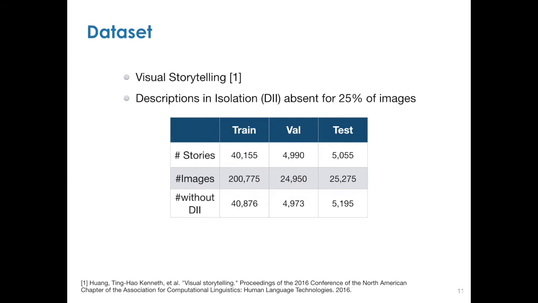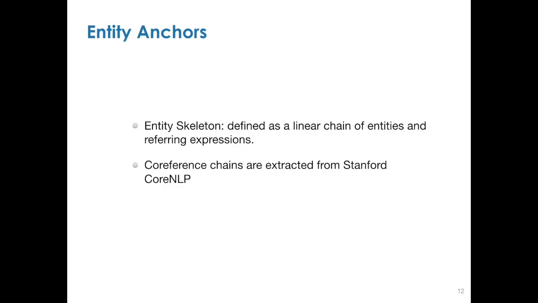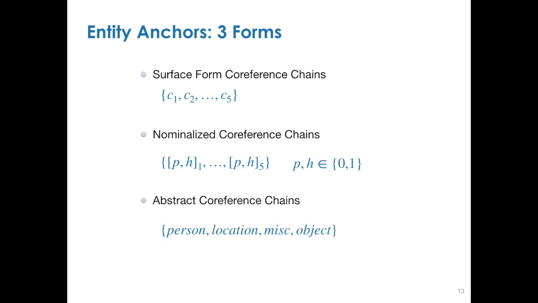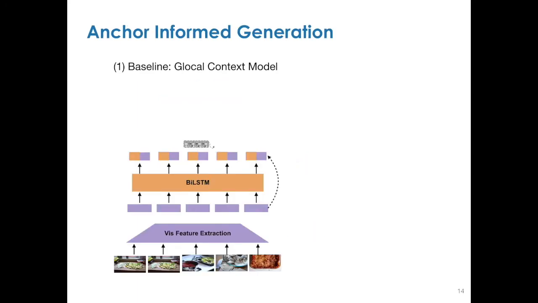There are about 25% of the images for which the DII are absent, and we use a pre-trained image captioning model to derive DII in order to make it complete. The first step is to extract the entity anchors, which are also known as entity skeletons. This is defined as a linear chain of entities and their corresponding referring expressions. We work with 3 forms of entity anchors. The first is the surface form coreference chain, the second is nominalized representation, and the third is abstract property representation. More details of these anchors are in the paper.